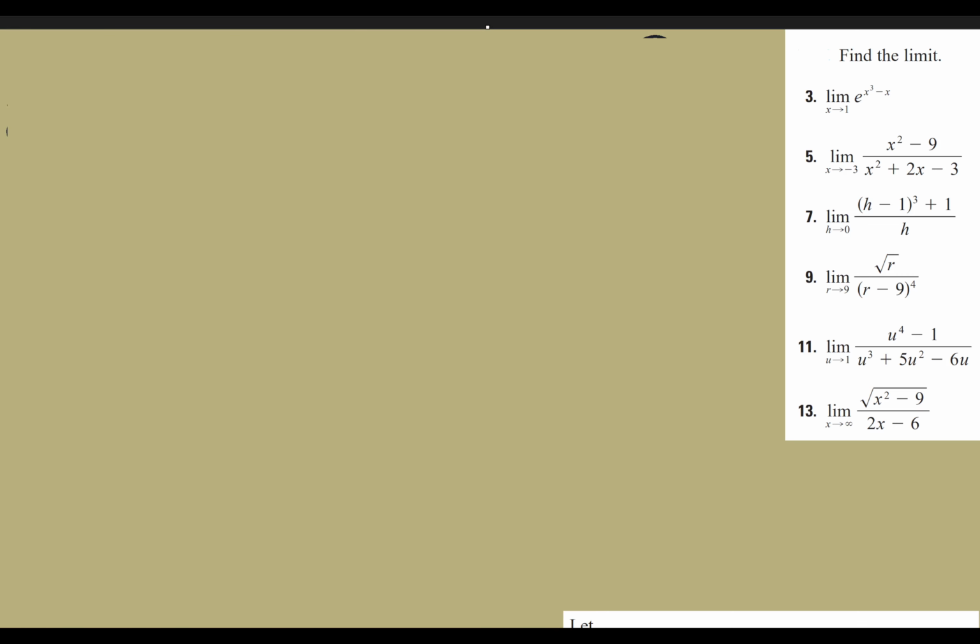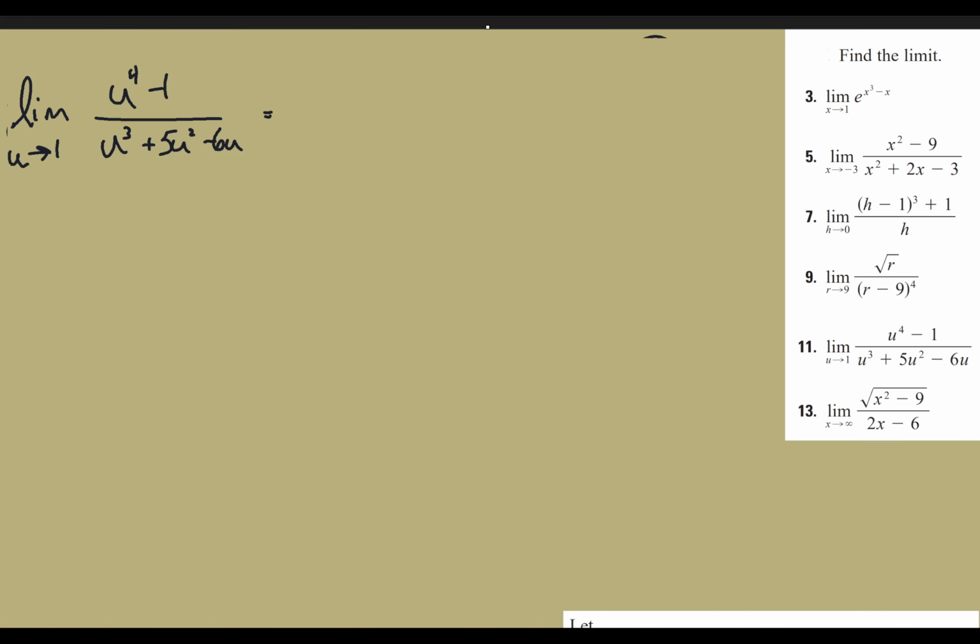That was easy. Next one, limit as u approaches 1. Here's u to the 4th. That's scary. -1 over u cubed plus 5u squared minus 6u. I think you can see right away if you do 1 plus 5 minus 6, you're going to get a divide by 0, and a 1 minus 1, you're going to get a 0. So again, we have the indeterminate form. Not an accident, I'm sure of that. Indeterminate form.